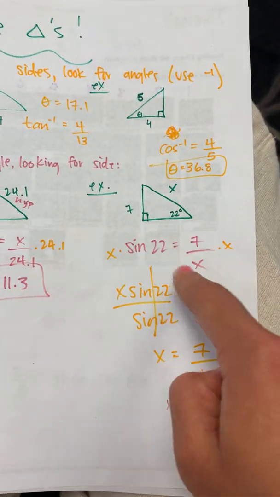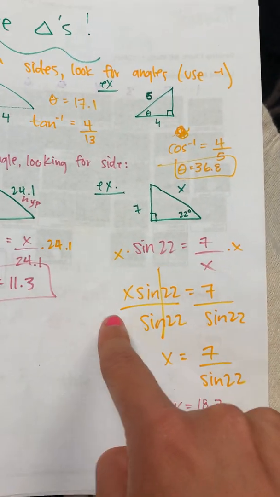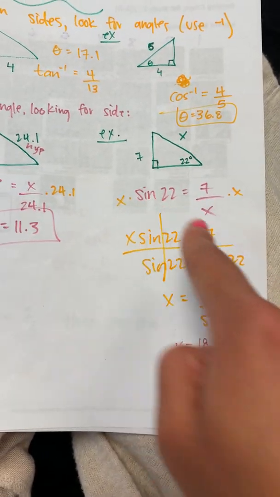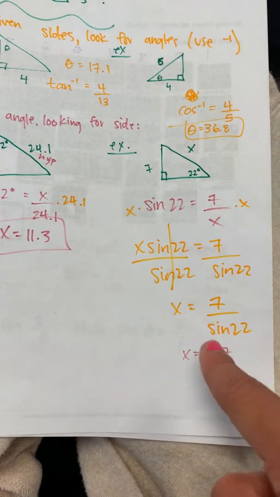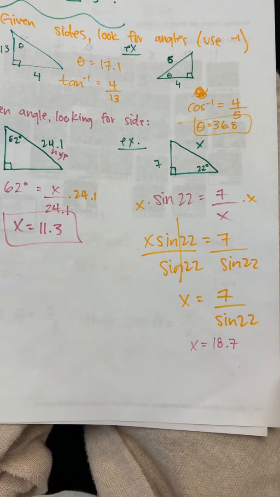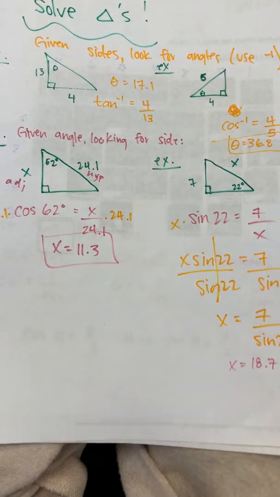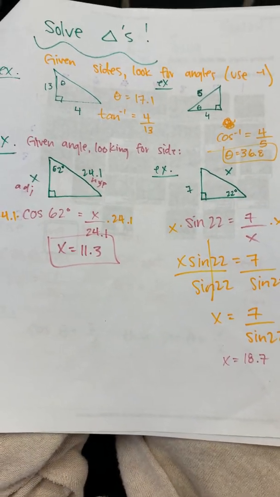But when x is on the bottom, you have to switch these. You're technically multiplying both sides by x and then dividing off sine of 22. But really, we just switched this. If you just do 7 divided by sine of 22, you get your answer. So this is what your homework and quizzes are on, solving these triangles. It's from Math 2. Hopefully, it's an easier review.